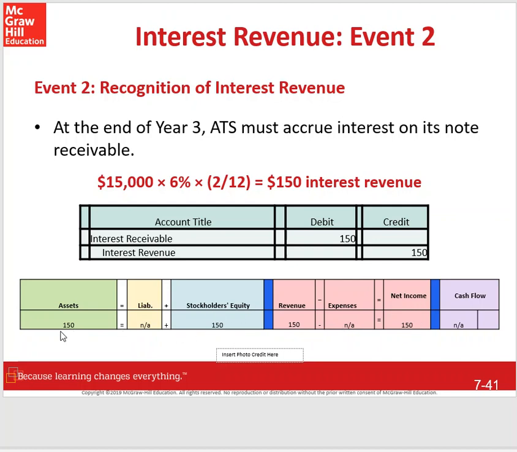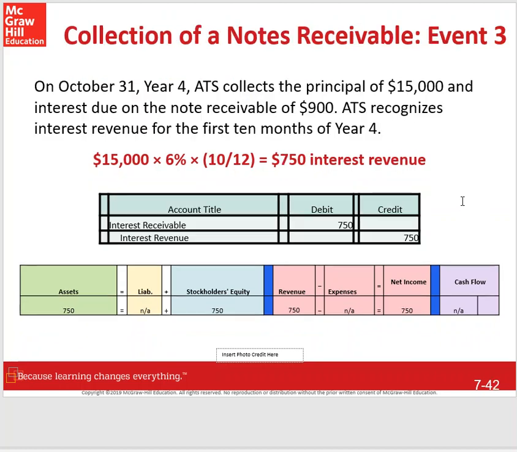And then we are debiting interest receivable. We're missing that label here, but this is interest receivable. We'd want to keep that separate from our notes receivable and also separate from our accounts receivable. We want a separate account for our interest receivable, not to be mixed. So that's at the end of year 3.